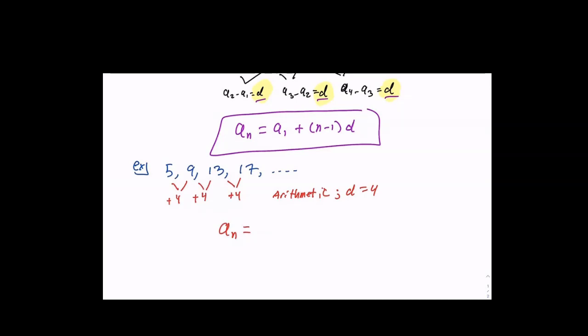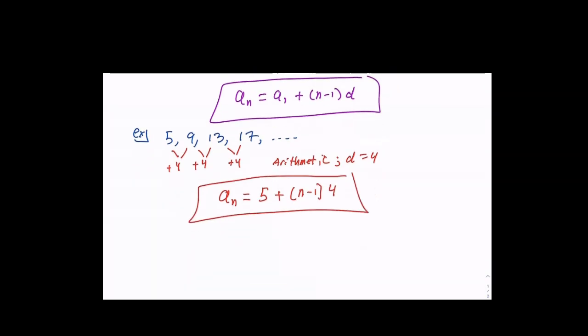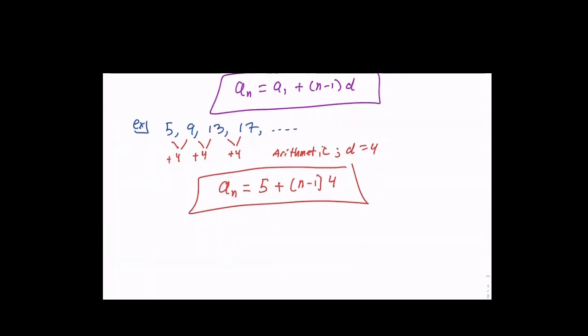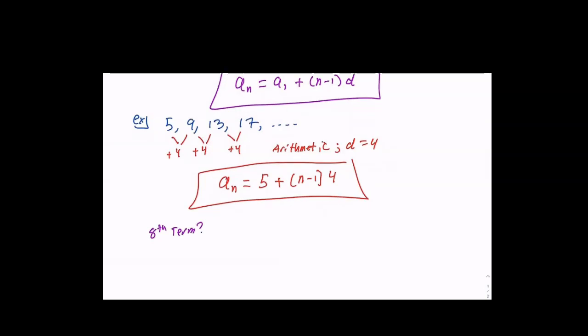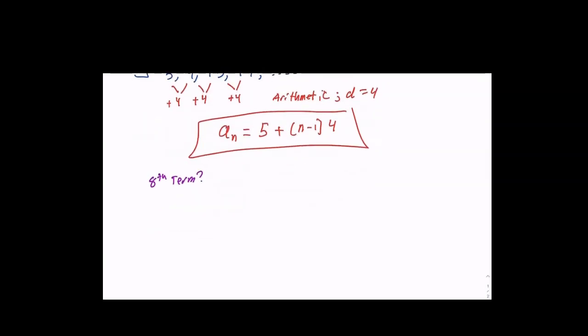You first have to put 5. Good. Plus, and then parentheses, n minus 1, close parentheses, times 4. Perfect. And if I wanted the 8th term, can somebody help me out with now finding out the 8th term? You have to change the n for the 8. Good. So 5 plus 8 minus 1 times 4.